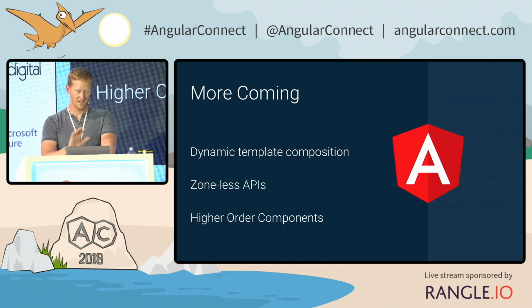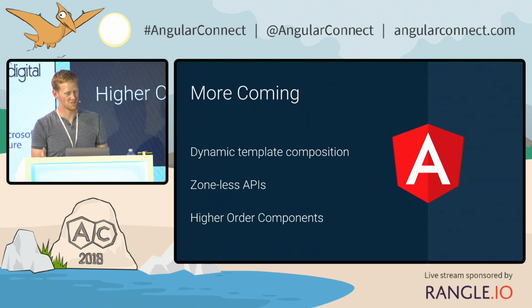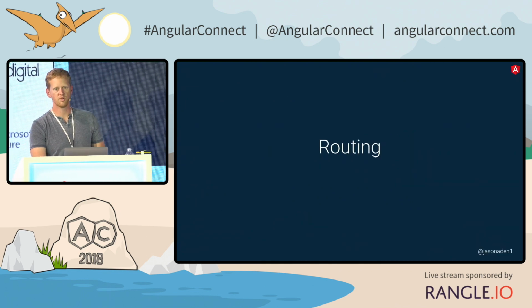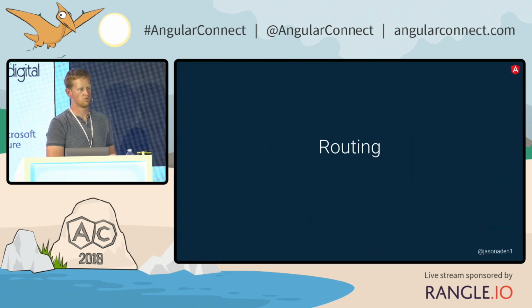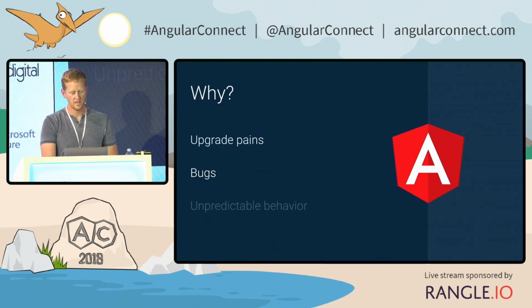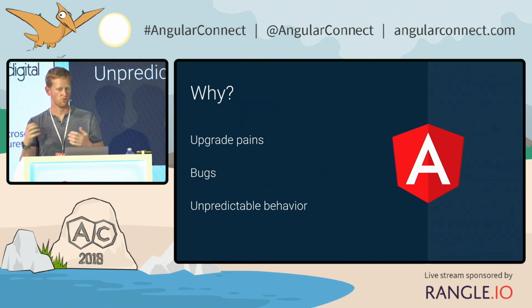Okay, so that's it for now on the examples on Ivy. I kind of ran out of things that were working well enough to continue showing. So I'm going to really quickly, I have a few minutes left, talk about a couple of updates that we've done recently on routing, because I think it might be interesting. So first of all, why? We had a number of people that were having upgrade pains. This is really where it started from.